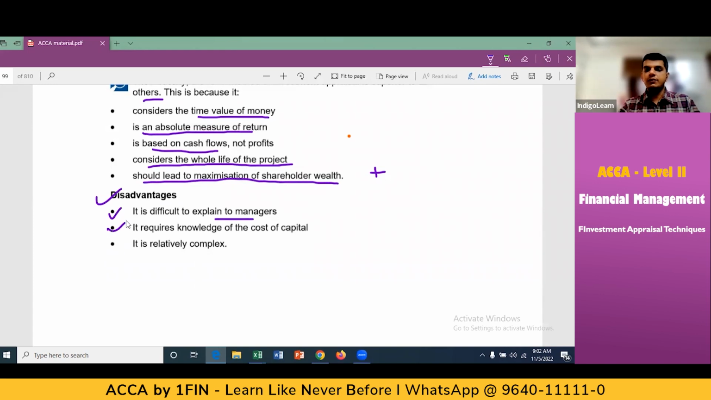Next, it requires the knowledge of cost of capital. As we have said, cost of capital calculation, then weighted average cost of capital calculation. It all involves some understanding of financial jargon. So unless you have understanding, you cannot be thorough in the calculation and the investment decision which could be made on the basis of NPV. Last, it is very complex, or relatively complex I would say, because understanding these things takes some time for the particular person to adjust, without which he cannot decide on the basis of NPV.